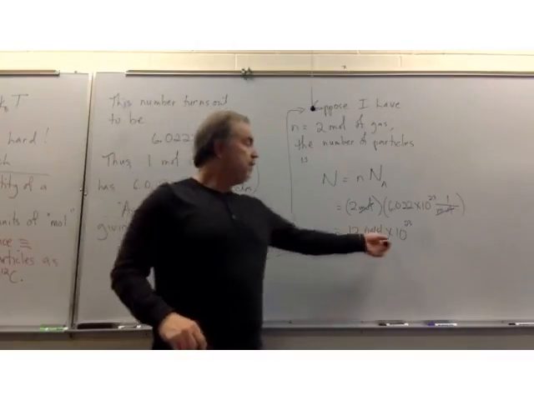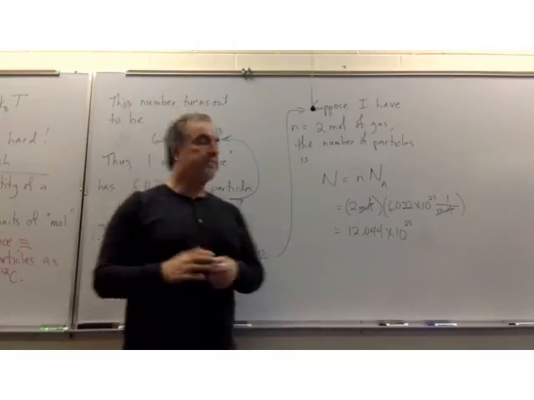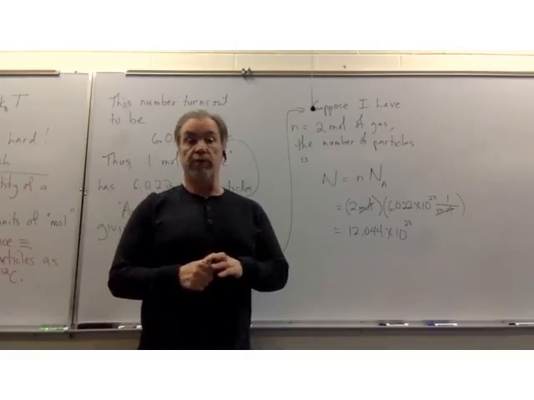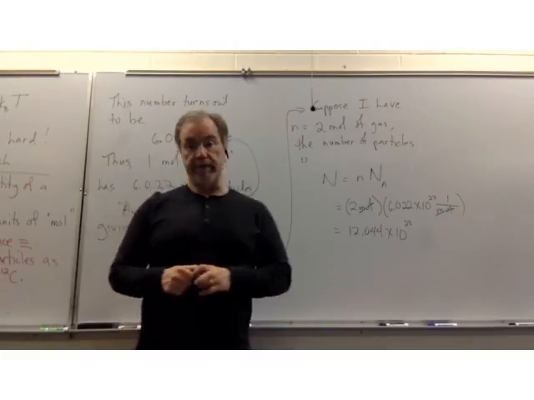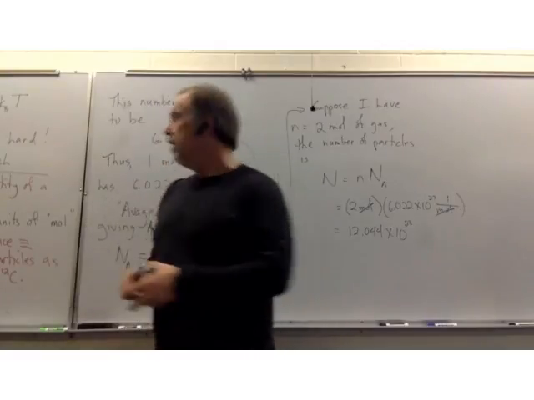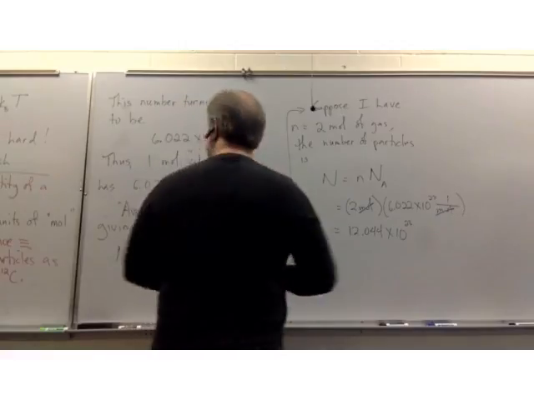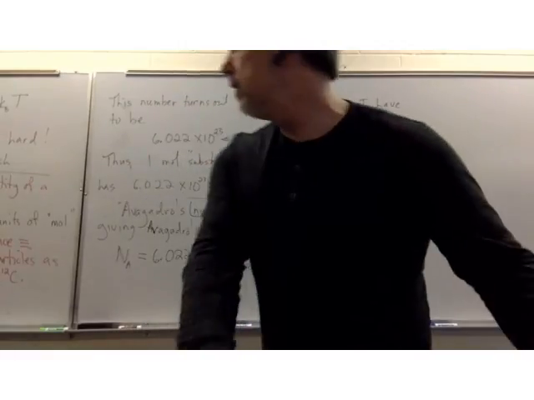All right. So we end up with 12 times 10 to the 23rd particles of gas in our container if we have 2 moles, which I think you'll agree is a respectable number. Okay. So that's the relationship I needed, because now let's come back here.